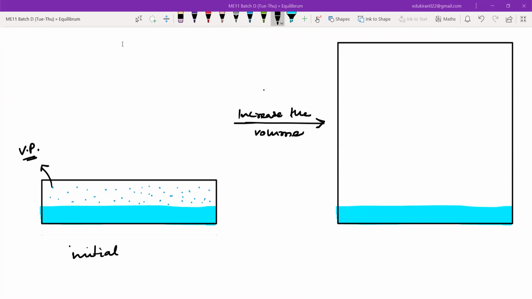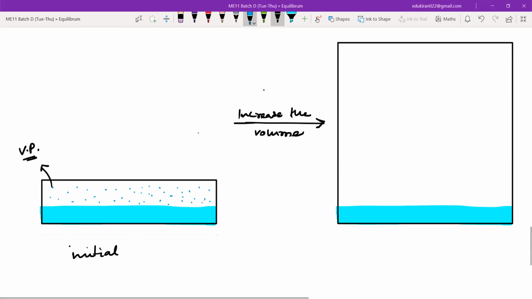But what about the vapor? The gas, if I increase the volume of the container, then what about the gas? It will experience a change, right? So it has a larger volume to roam around. Now you can see what is going to happen.